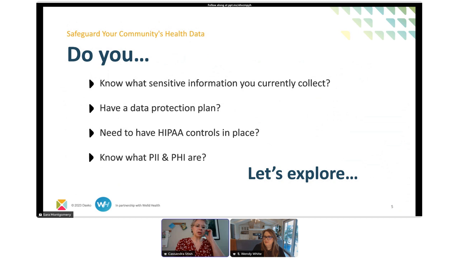I wanted to start off with some questions that frame where you are with regard to your understanding of PII and PHI, and what you might be doing, or not doing, or maybe want to do more of to protect it. What sensitive information are you currently collecting? Do you have a current protection plan? Do you know if you need to have specific, actual HIPAA controls in place, or are you doing something a little more lightweight? And what is the difference between PHI and PII? Let's go ahead and explore.